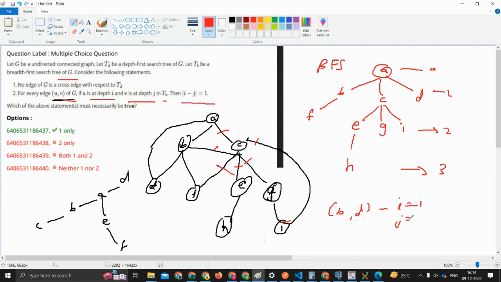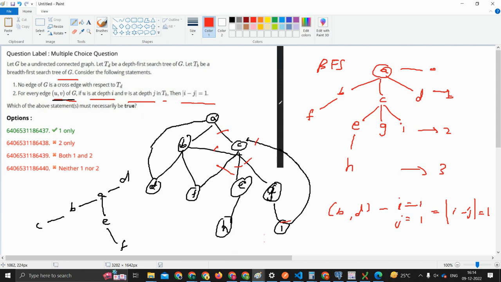Go ahead. J equals, what is the depth of D? Depth of D is also 1. So depth of J is also 1. So they are saying that i minus j is always equal to 1. No, it's false. It becomes 0. So it can be 0, but is it possible to get a -1?